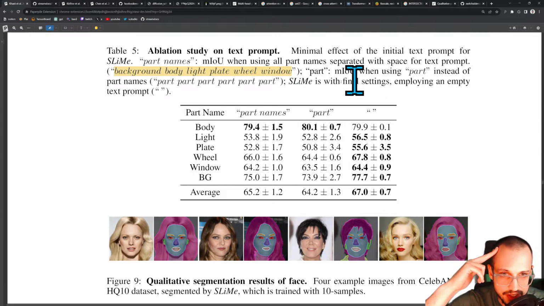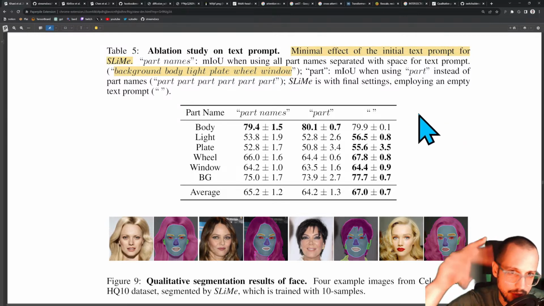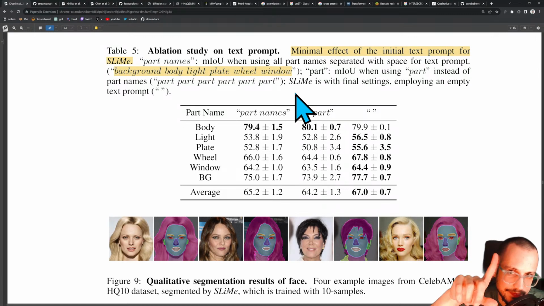SLiME with its final settings employing an empty text prompt. Minimal effect of the initial text prompt for SLiME. So I guess it doesn't really matter what you put in there, because ultimately you're running this optimization process to get the best tokens.